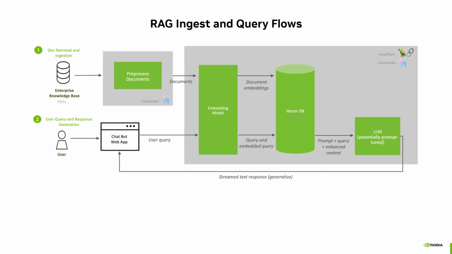LLMs form the foundational generative component of the RAG pipeline. These advanced generalized language models are trained on vast datasets, enabling them to understand and generate human-like text. In the context of RAG, LLMs are used to generate fully formed responses based on the user query and the contextual information retrieved from the vector databases during user queries.